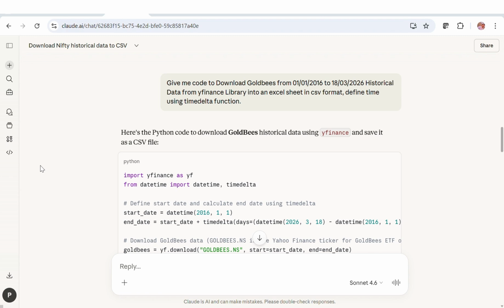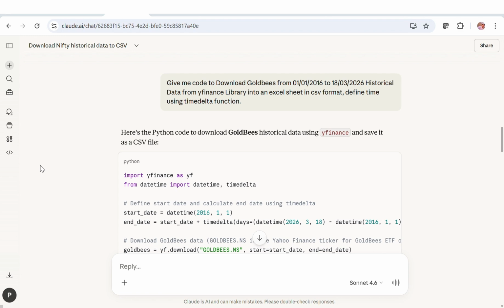When we open it, as you can see on the screen, I've already pasted the prompt, which you can find in the description also. You simply have to write: give me code to download GoldBees from 1st of January 2016 to 18th of March 2026, historical data from the yfinance library into an Excel sheet in CSV format. Define time using the time data function.